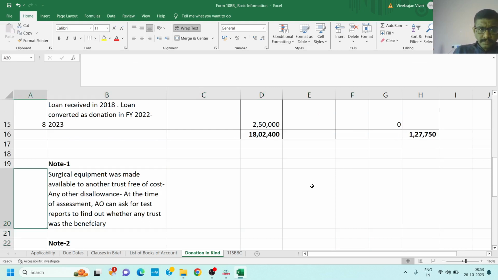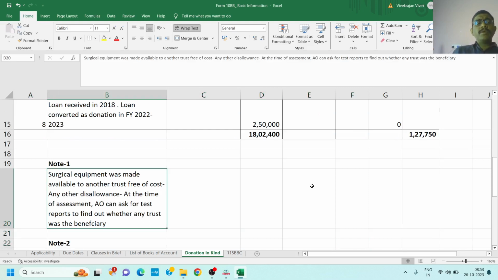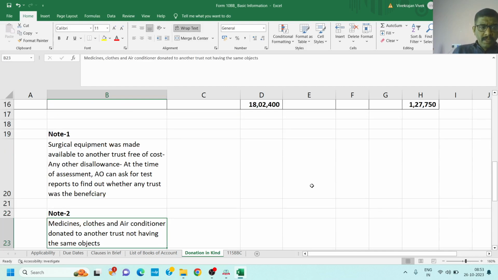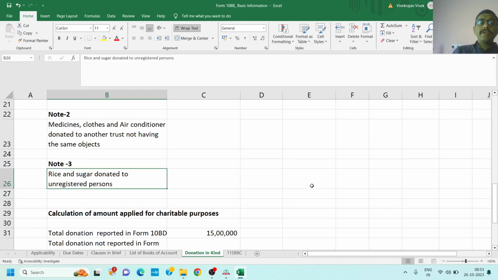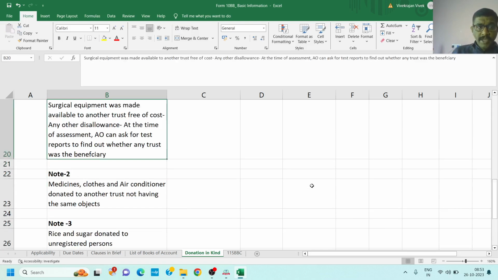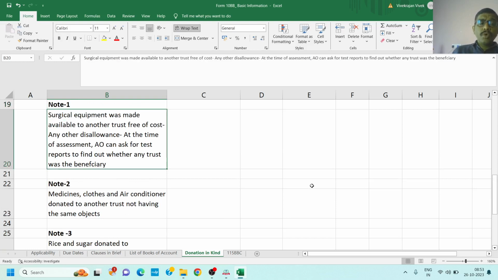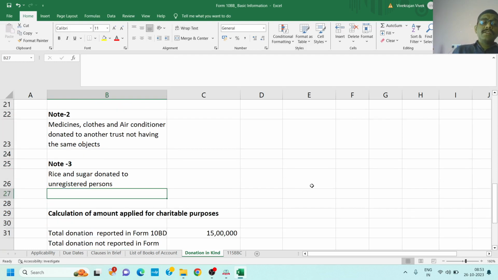Note 1. Surgical equipment was made available to another trust free of cost. Note 2. Medicines, clothes, and air conditioners donated to another trust not having the same objects. Note 3. Rice and sugar donated to unregistered persons. Why am I referring to notes 1, 2, and 3? The reason for this will be covered in the subsequent videos.